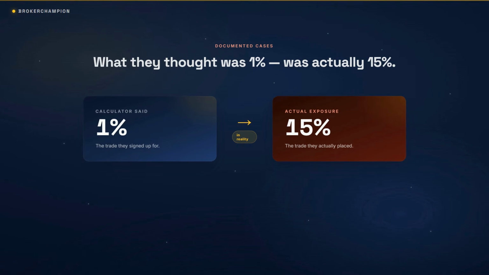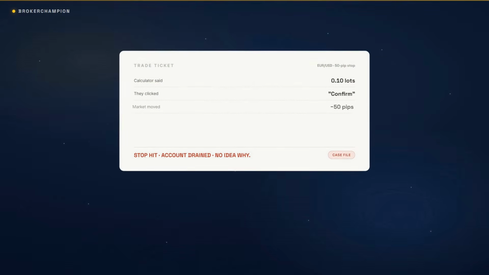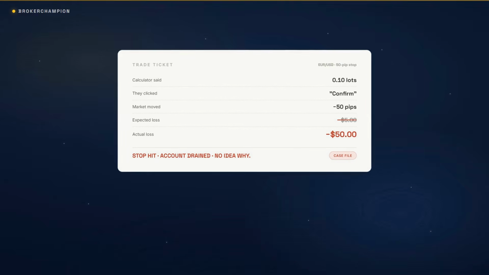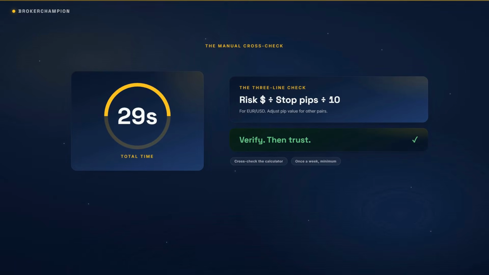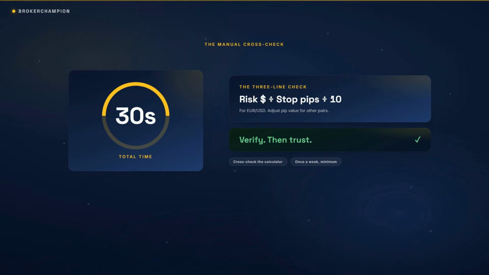The calculator said 0.10 lots. They clicked. The market moved 50 pips against them. They expected a $5 loss. The actual loss was $50. Stop hit, account drained, no idea why. Manual math takes 30 seconds. Risk in dollars divided by stop in pips divided by 10 for EUR/USD. Cross-check the calculator, then trust it. Verify, then trust, not the other way around.